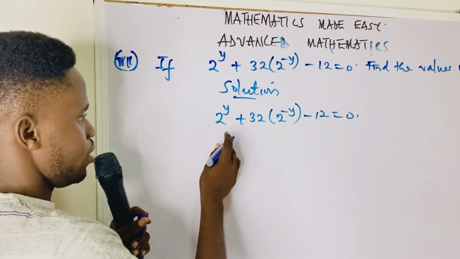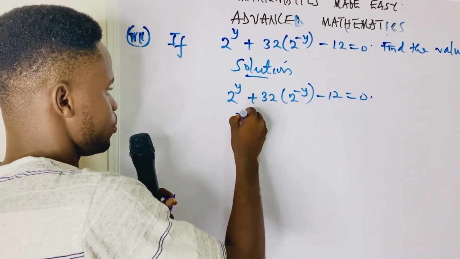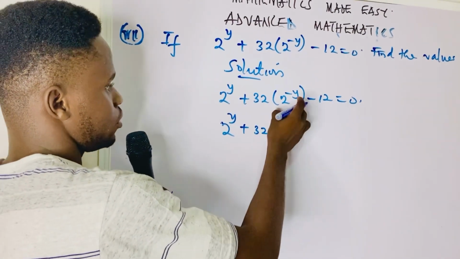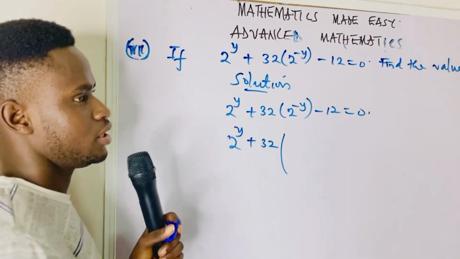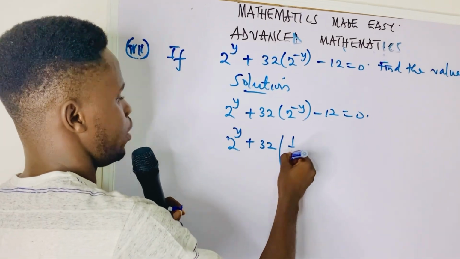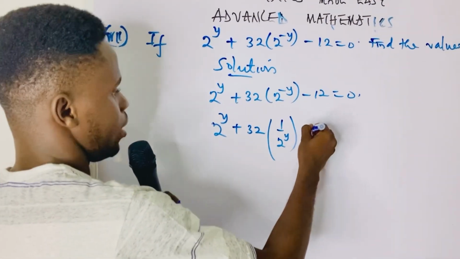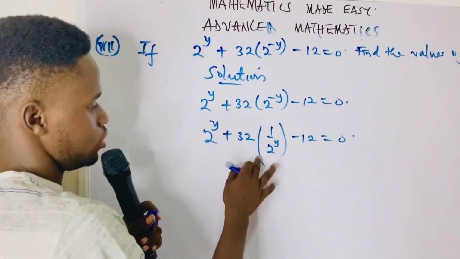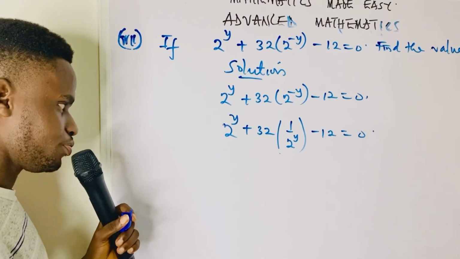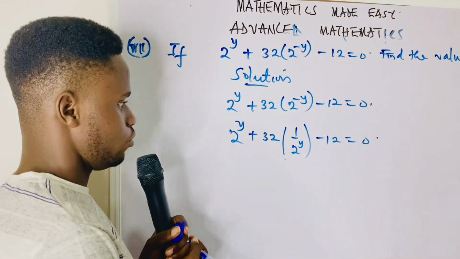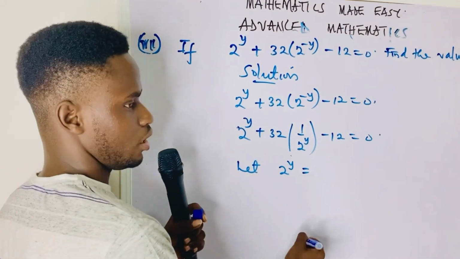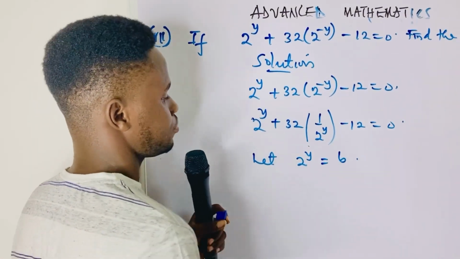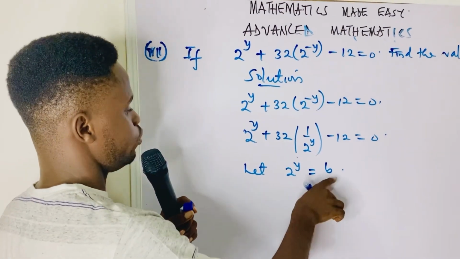So here now, we are having 2^y plus 32 times 2^(-y). You are seeing a negative power here. And what's a negative power? It's 1 over, don't forget. So that's 1 over 2^y, minus 12 equals 0. I believe you can see that now. Now, to make the work easier, you can just let 2^y be any letter. Let's say b. So anywhere you see 2^y, we substitute b.